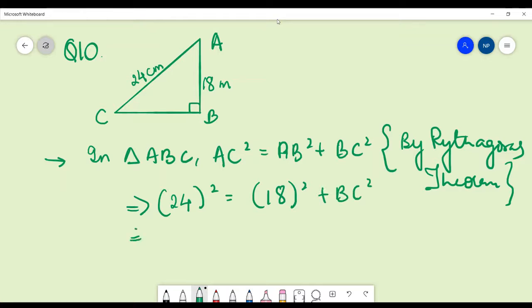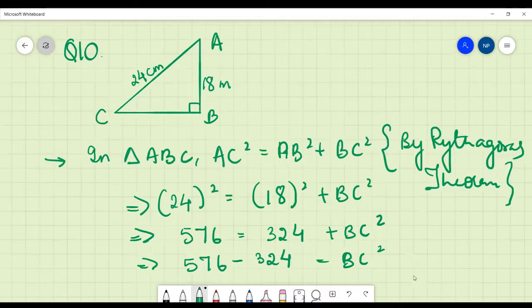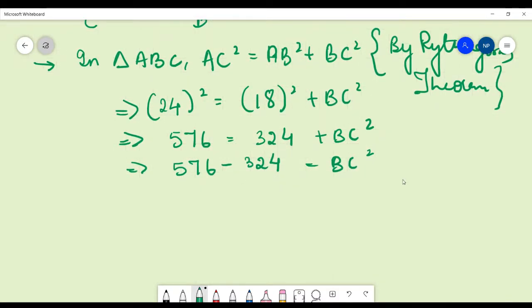On solving, what do we get? We get 576 is equals to 324 plus BC square. So let us transpose 324 to LHS. We get 576 minus 324 is equals to BC square. So how much is 576 minus 324? We get 252 is equals to BC square. Now, transpose root to LHS, we have under root of 252 is equals to BC.